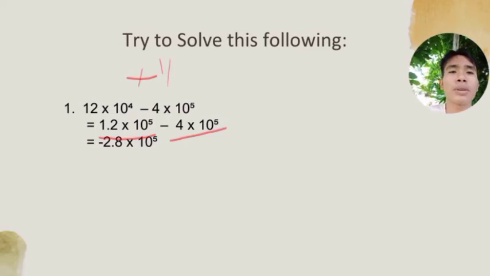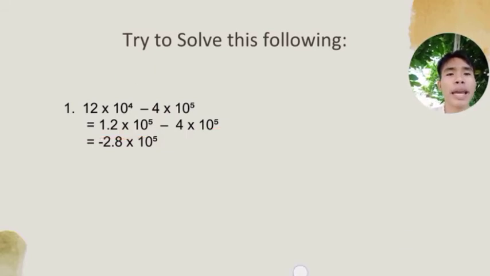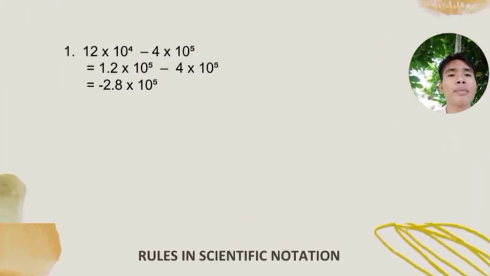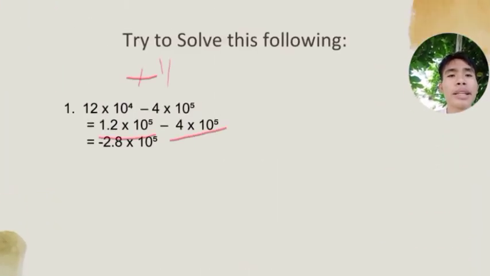So ito siyang isubtract, ang coefficient 1.2 minus 4 equals negative 2.8. Then copy the power of 10. The answer is negative 2.8 times 10 to the power of 5.